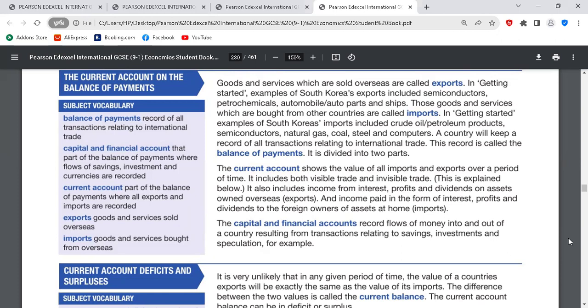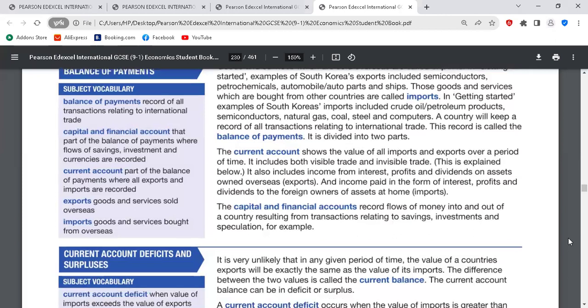And income paid in the form of interest. Also, what we pay to foreign owners from our country is also part of our current account. Foreign businesses or foreign counterparts that have dealings with us: what we receive from them and what we pay them are part of our current account.